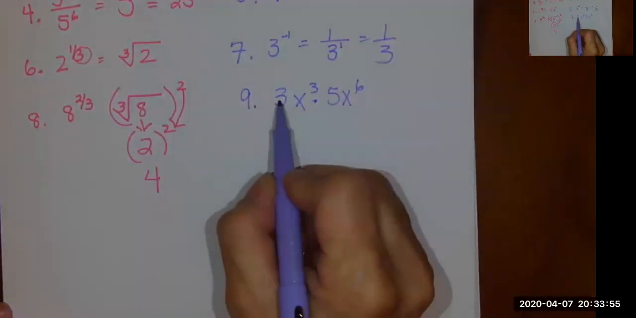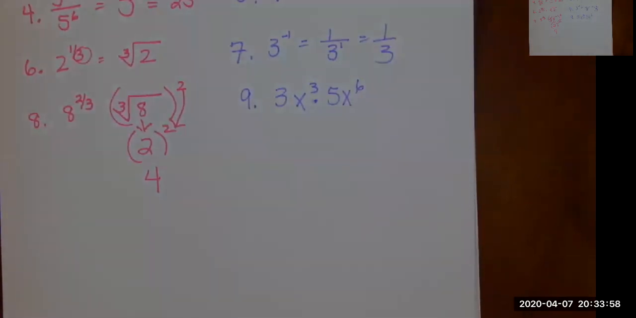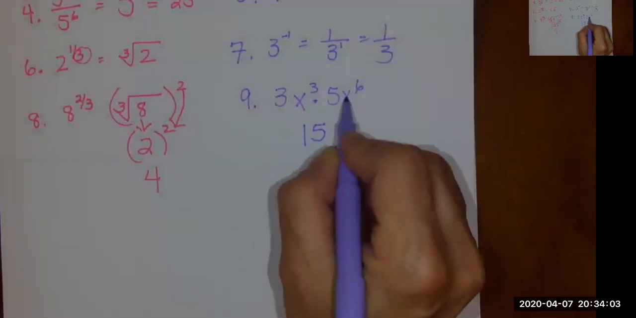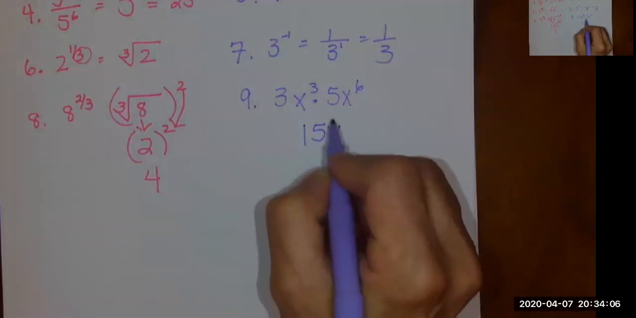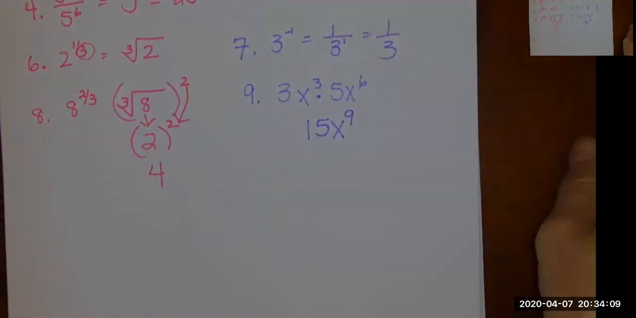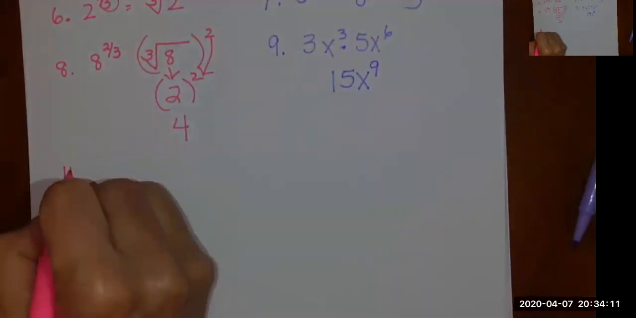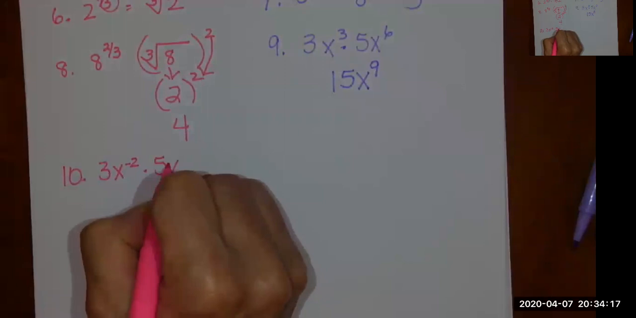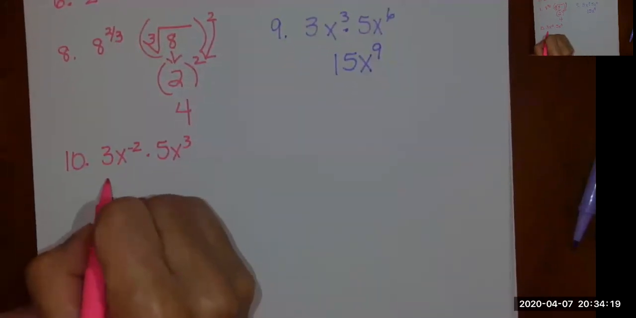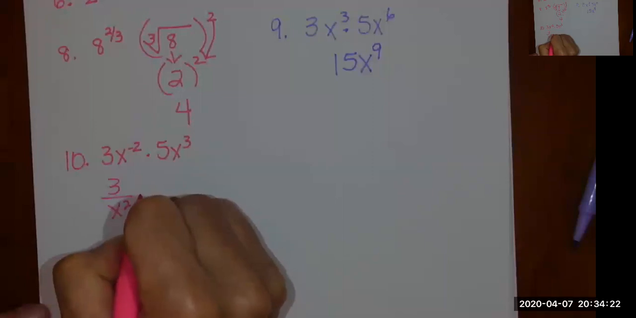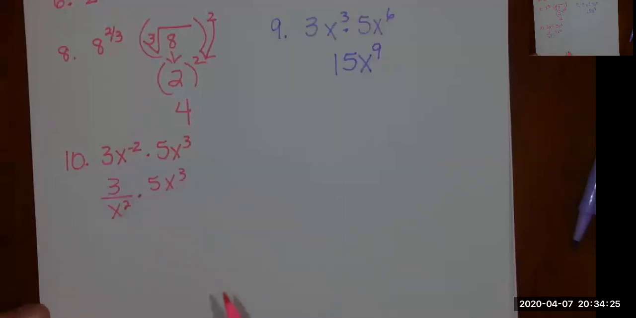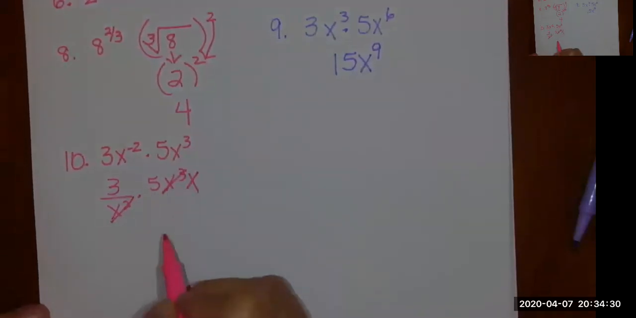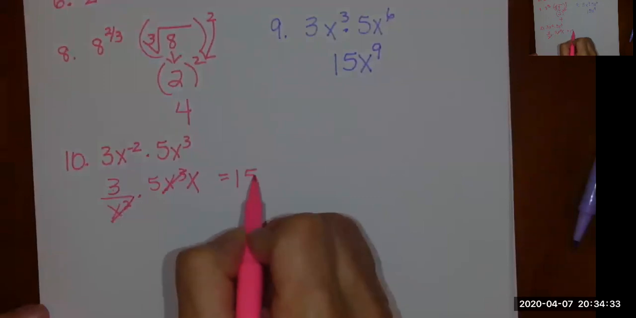Right? So the 3 and the 5 don't have exponents attached to them, so we could say 3 times 5 is 15. This and this have exponents, but it's the same base, so I simply add those up. Number 10, 3x to the -2 times 5x cubed. That's really 3 over x squared times 5x cubed. So 2 of these x's will cancel with those 3, so there's only 1 left up there. So 5 times 3 is 15x.